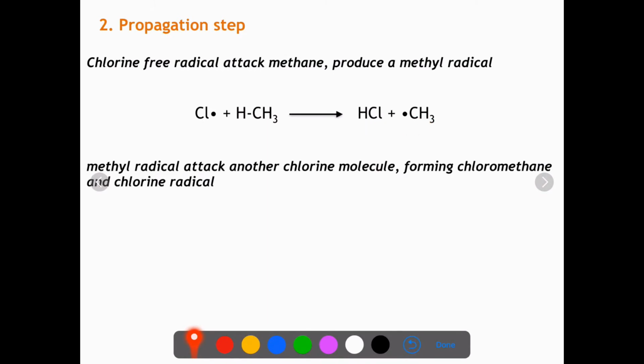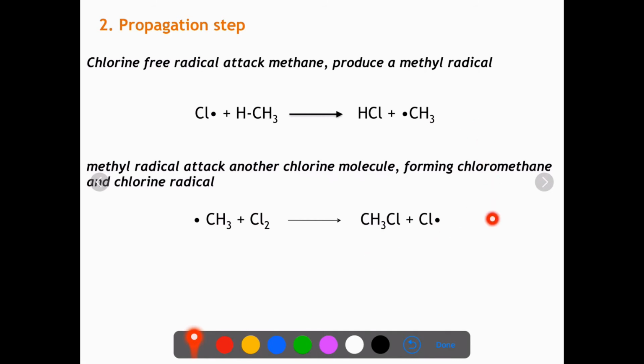In the second step of this chain reaction, the methyl radical, being very reactive, will attack another chlorine molecule, which causes the chlorine molecule to undergo homolytic fission. One of the chlorine radicals formed will bond with methyl radical to form the product chloromethane and another chlorine radical. So this chlorine radical will then attack another methane molecule as in the first step. Then continue with the second step.